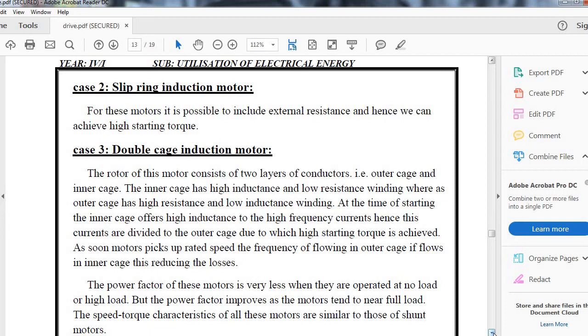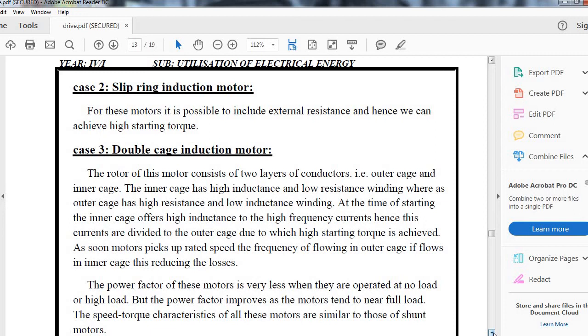torque. Now if we look into the double cage induction motor, the rotor of this motor consists of two layers of conductors, in the outer cage as well as in the inner cage. That is the reason why it is called a double cage. The inner cage has a high inductance, low resistance winding, whereas the outer cage has a high resistance and low inductance winding. At the time of starting, the inner cage offers high inductance to the high frequency current, hence the current is diverted to the outer cage, due to which high starting torque is achieved.